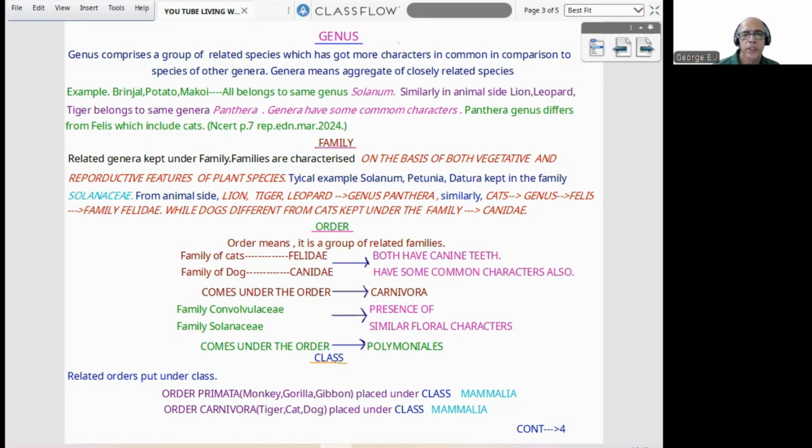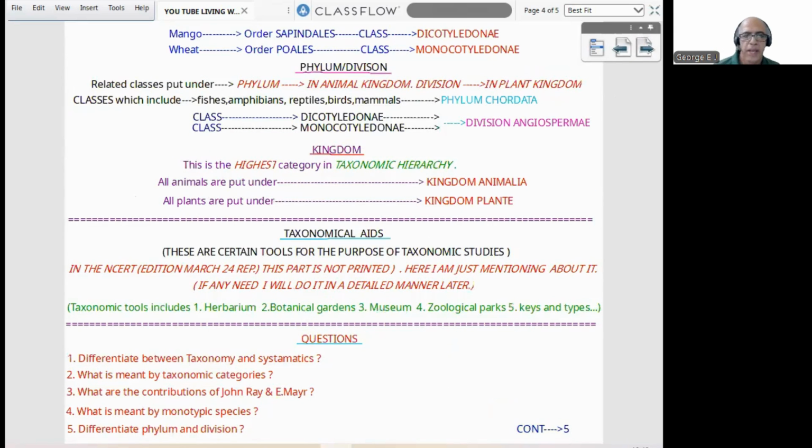Then order. Order means a group of related families: species, genus, family, order. Family of cat, Felidae. Family of dog, Canidae. Both have canine teeth and come under the order Carnivora. Same with the plant side: family Convolvulaceae, family Solanaceae, with presence of similar floral characters, come under the order Polemoniales. Then class: related orders put under class. Order Primata, monkey, gorilla, placed under class Mammalia. Order Carnivora, tiger, cat, dog, placed under class Mammalia. Then the plant side: mango, order Sapindales, class Dicotyledonae. Wheat, order Poales, class Monocotyledonae.